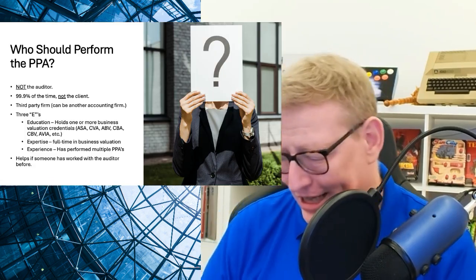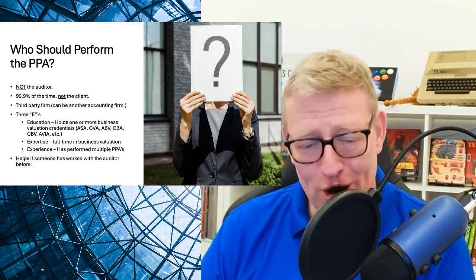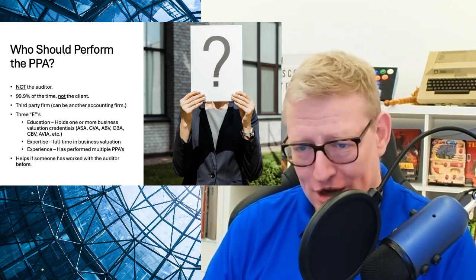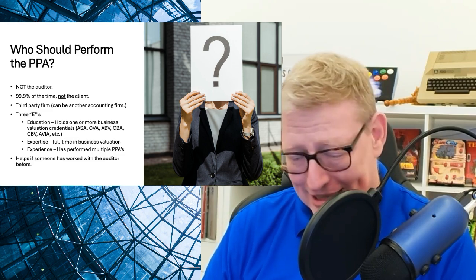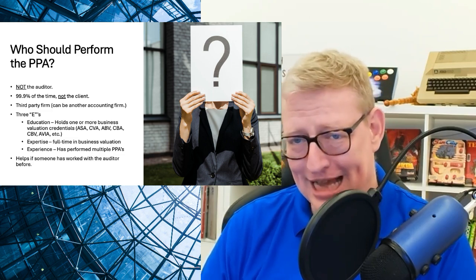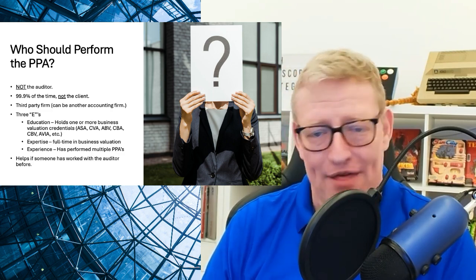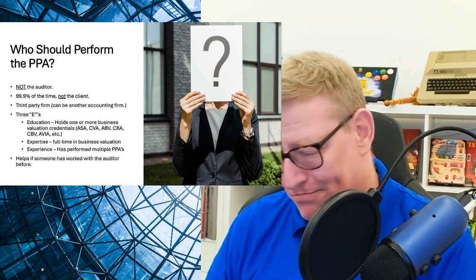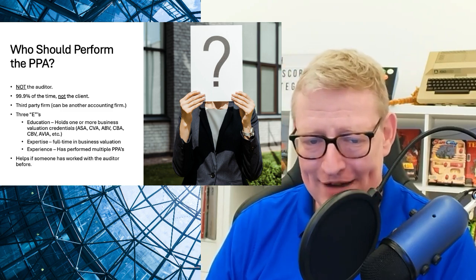One of the questions is, who should perform the PPA? Well, I know who shouldn't perform it, and it's the auditor. And the reason is because if an auditor performs a purchase price allocation for their own company, they're put in a position of auditing their own work. And since the early to mid 2000s, that is called a conflict.